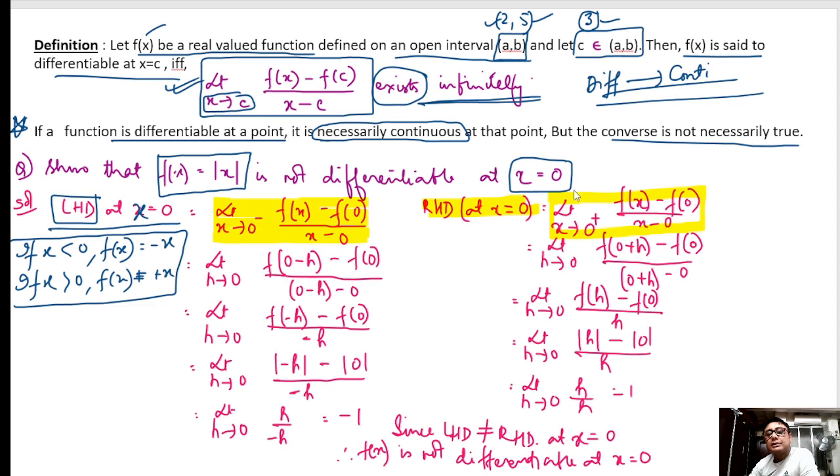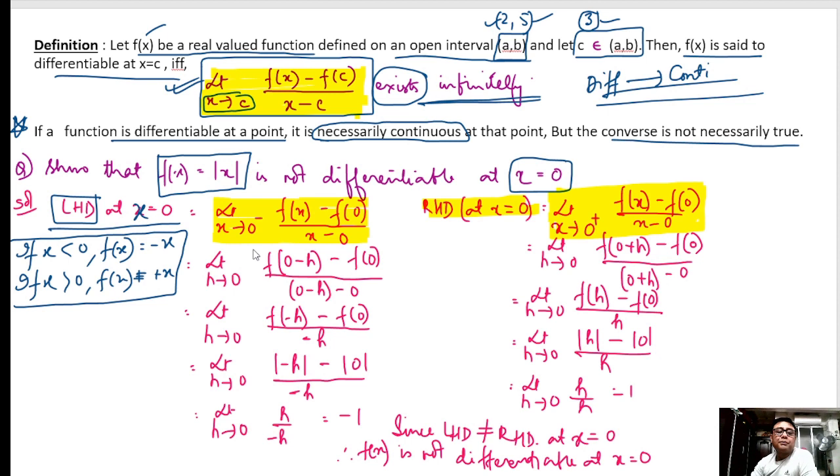Limit x tends to 0 plus, (f(x) minus f(0)) by (x minus 0), because it is limit x tends to c, (f(x) minus f(c)) by (x minus c). So if I am testing at 0, I would write limit x tends to 0 minus or 0 plus, (f(x) minus f(0)) by (x minus 0). This is how I will write it. So let's now check the differentiability.